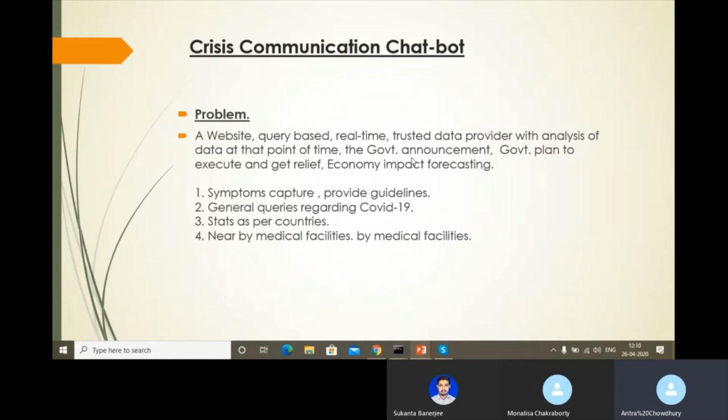So today we'll be providing a solution through a website for the respective problems over here. The first problem: symptoms capturing and providing the guidelines. Secondly, we'll be going through the general queries regarding COVID-19 and showing the stats as per the countries, and showing the nearby medical facilities. We couldn't implement the fourth one, so we'll be providing it as a future scope.